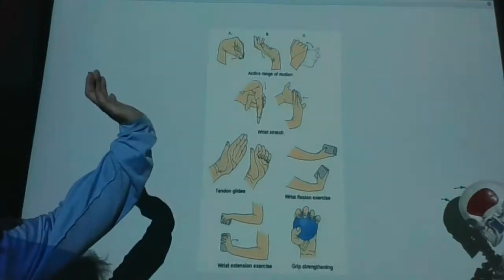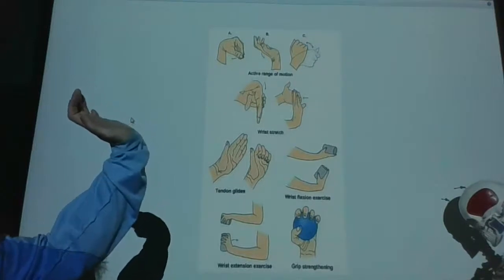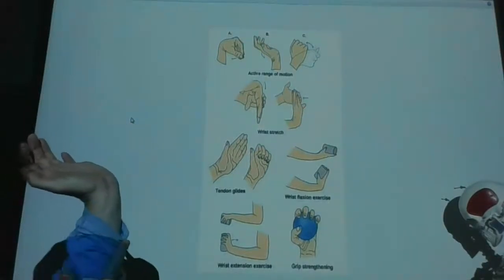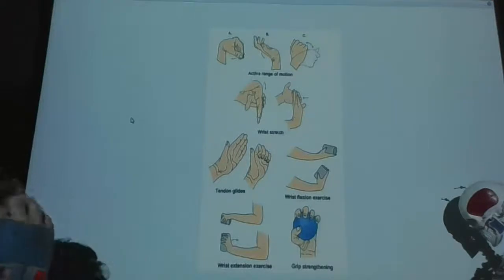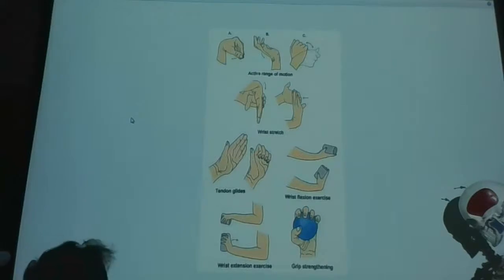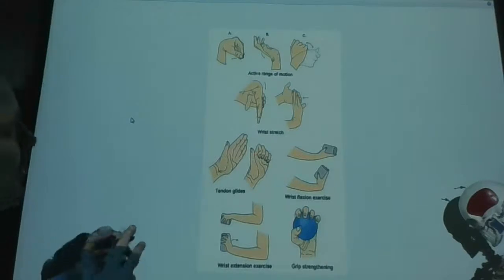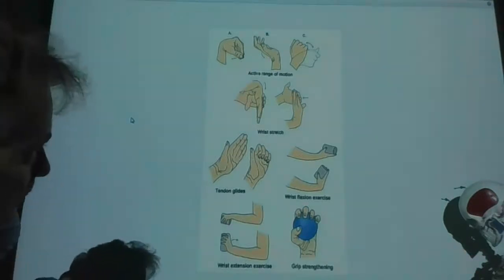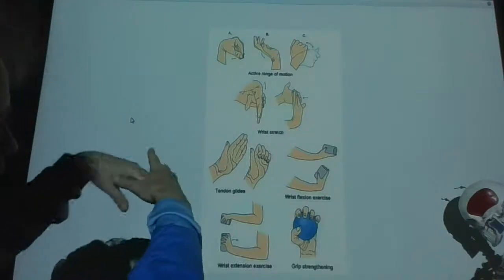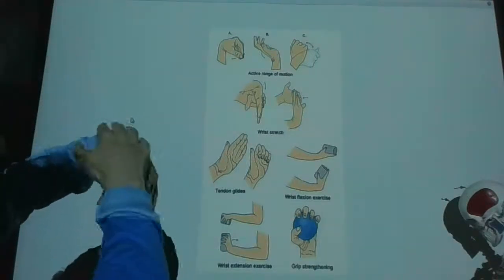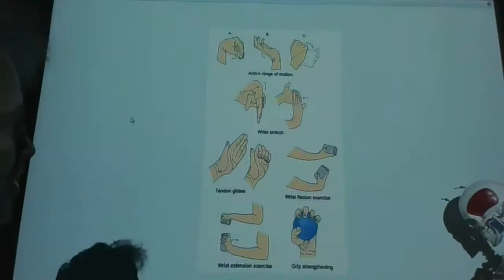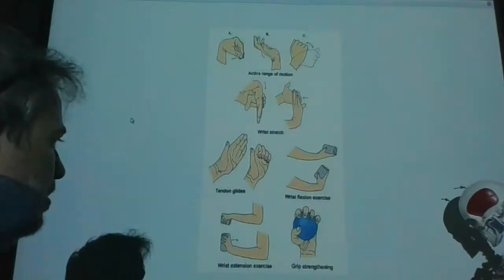Okay. B, I extend. Who am I stretching? Stretching all the wrist flexors, palmaris longus, flexor digitorum superficialis, flexor digitorum profundus, flexor carpi ulnaris, flexor carpi radialis. Okay. Once again, wrist stretches. If I flex, I'm stretching the extensors. If I extend, I'm stretching the flexors.